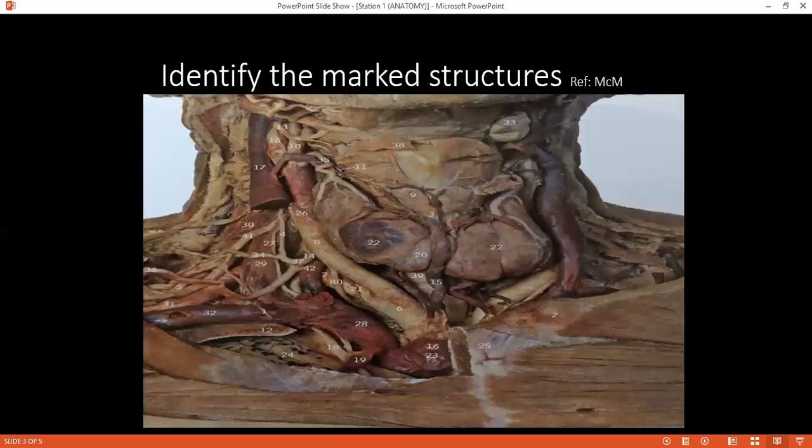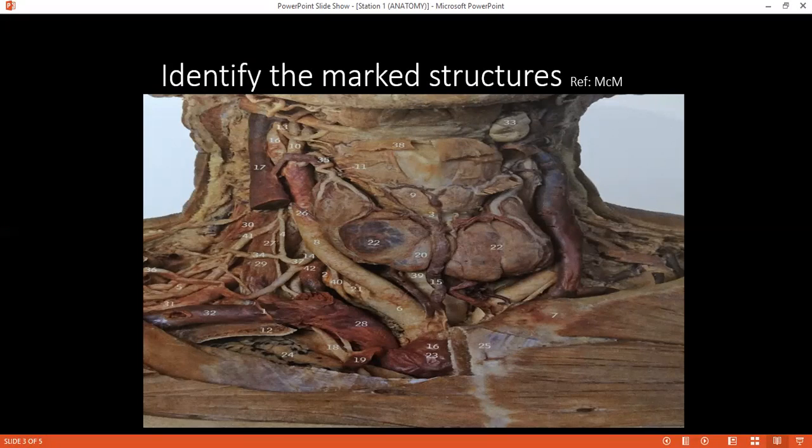Can you tell me how the triangles are bounded in the neck? So broadly, the neck is divided into anterior and posterior triangles. The anterior triangle is further subdivided into submental, submandibular, carotid, and muscular triangles. The posterior triangle is further subdivided into two triangles: the supraclavicular and one whose name I forgot.